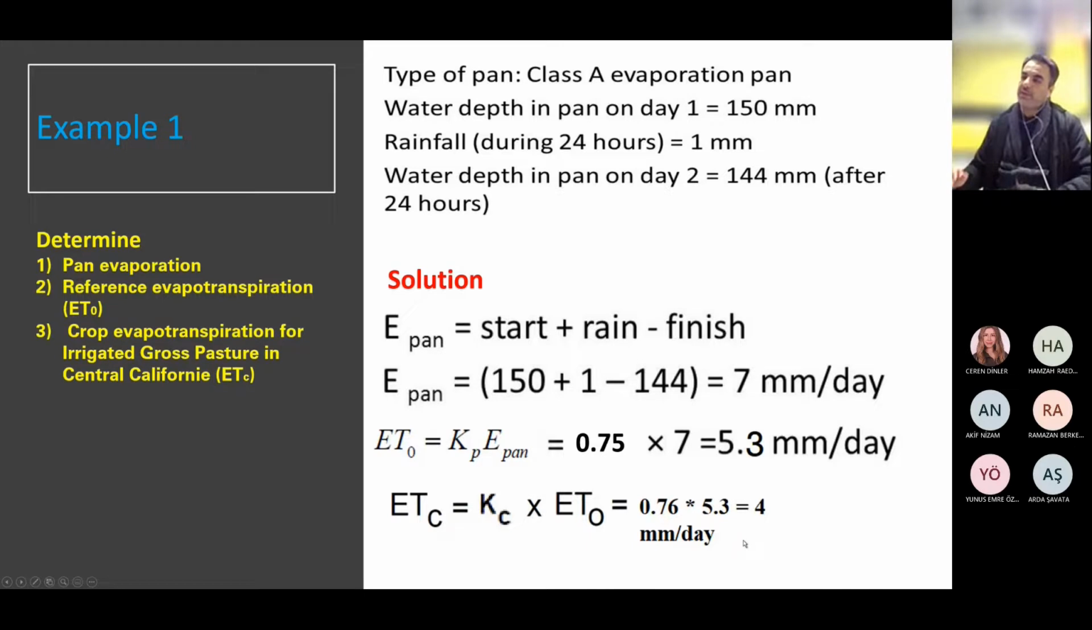So we can consider that 4 millimeter of water in that day from those lands covered by grass pasture, or from those irrigated grass pasture, will be lost. We will have a 4 millimeter loss of water due to evapotranspiration in that area.